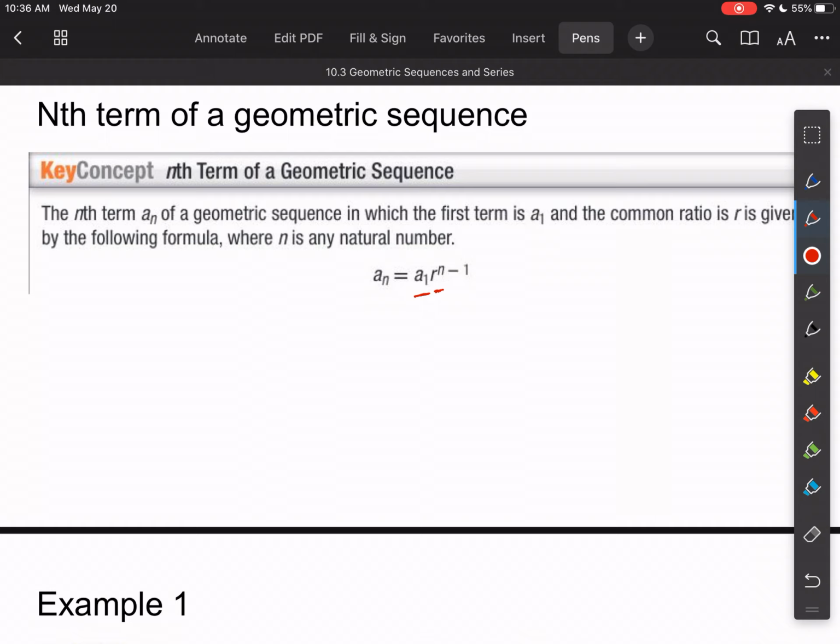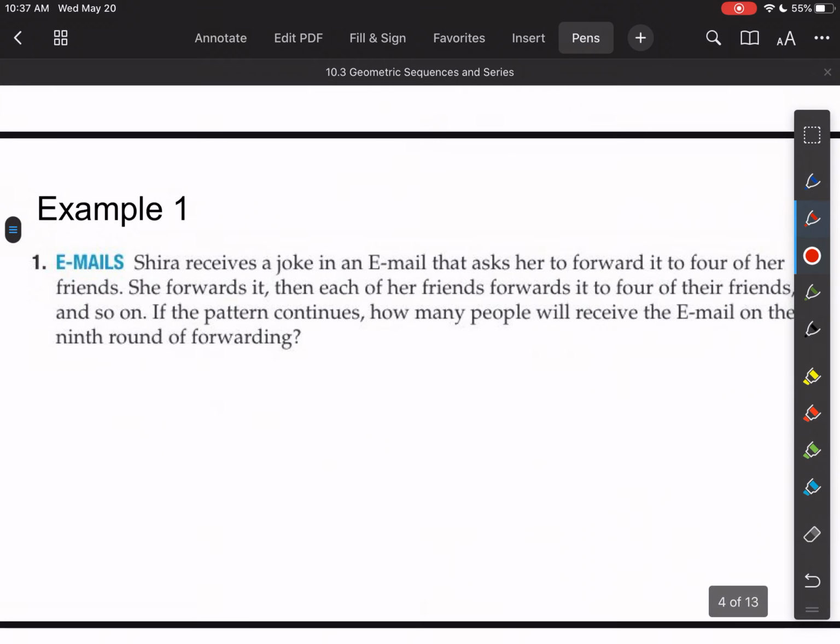Okay? So in other words, if I'm looking for the fifth term in a sequence, it would be a sub 5 is equal to the first term times the common ratio, all to the power of 5 minus 1, which is 4. So take the common ratio to the fourth power, multiply it by my first term, and that is equal to the fifth term in the sequence. Okay, so that's kind of how that will work. So let's do some examples.